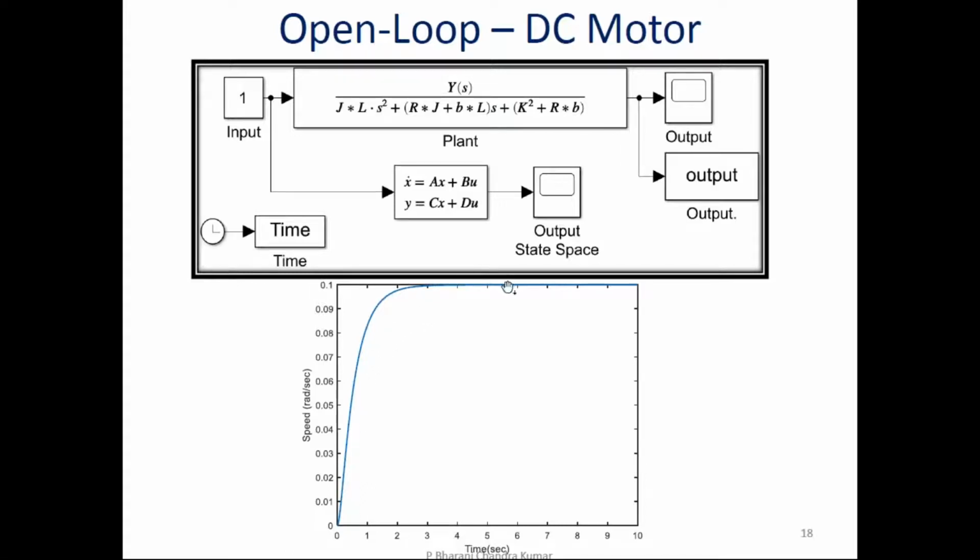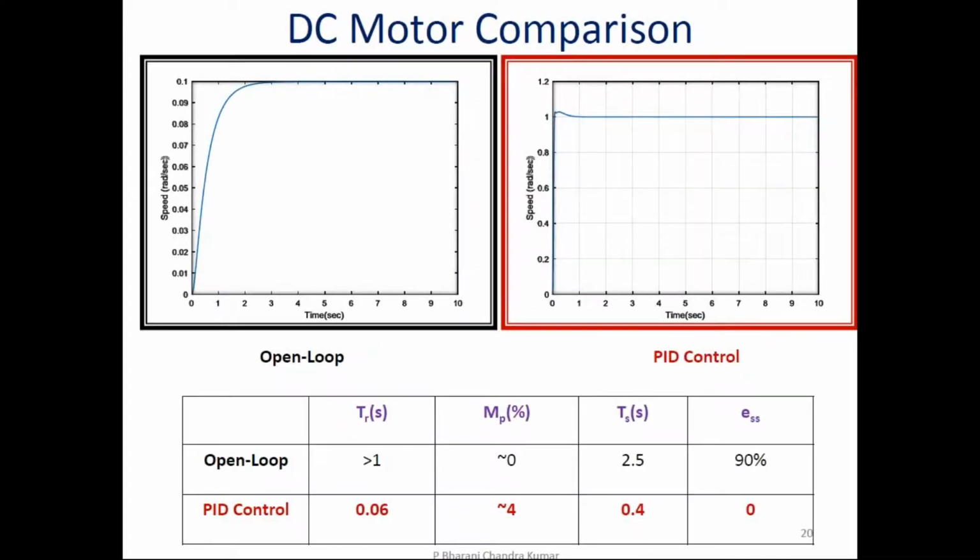So what do you mean by this? The steady state error is 90%, which I don't want. That means if you want your system to go to 1000 RPM, it is going only to 0.1, 10%, 100 RPM only, which is not the desired one. So that tells us the requirement of the design to go for the PID controller.